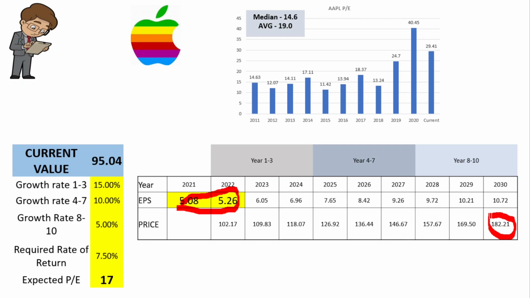This is not today's value because our money could have worked for us in other ways in the meantime. I usually want a rate of return of 7.5% on my investment, so I should start discounting this value back until today by 7.5% a year, and I'm getting a value of $95. The current price for Apple is around $130.